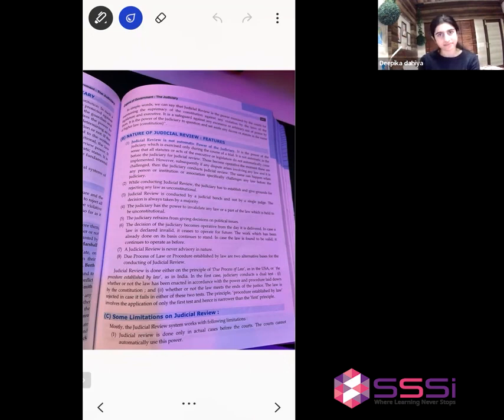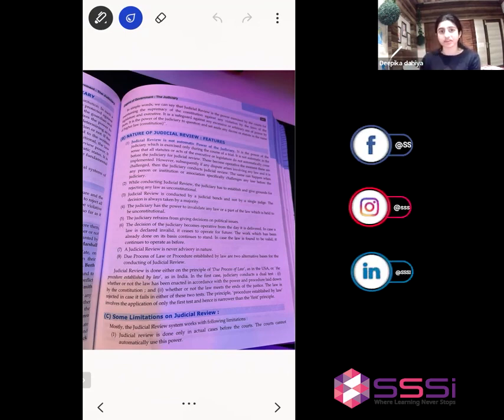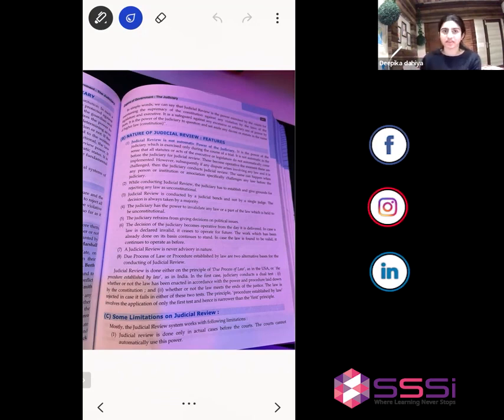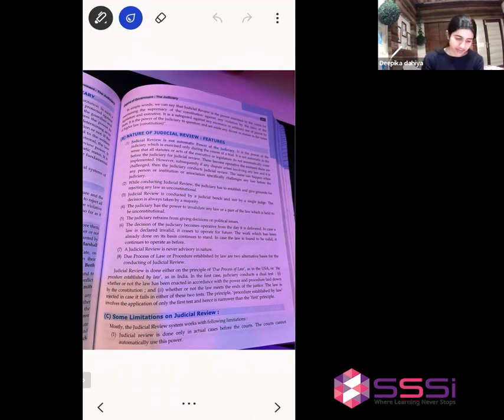Clear? Second, while conducting judicial review, the judiciary has to establish and give grounds for rejecting any law as unconstitutional. When the judiciary is conducting a judicial review, and it says that this particular act is unconstitutional, it has to give reasons. Why is it unconstitutional? You cannot simply say it is unconstitutional. You have to specify. These are the two features that you'll have to learn in the homework.